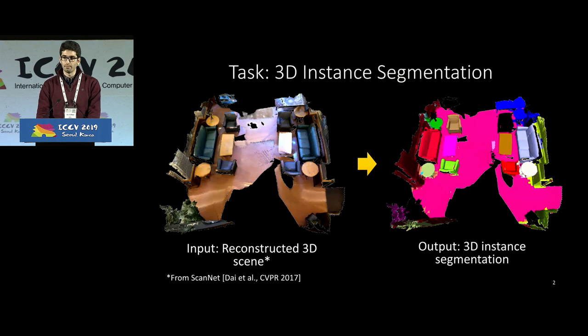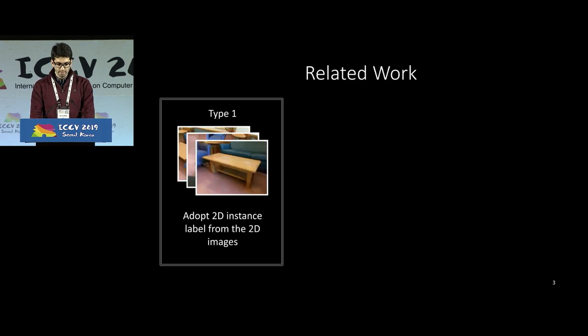To the right is an example of the desired output, where different instances of an object, say sofa, are given different labels, as opposed to semantic segmentation, where all sofas would have the same label. Instance segmentation has been a popular task in 2D, but was less explored in 3D. Thanks to new 3D instance segmentation datasets, such as ScanNet, this task has been made achievable.